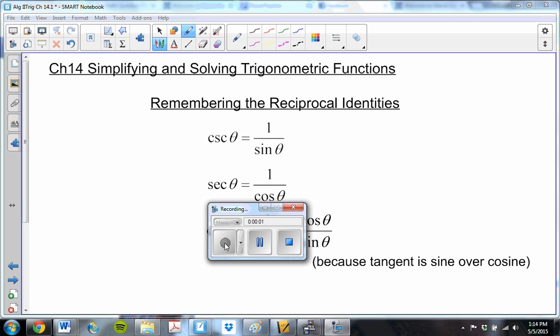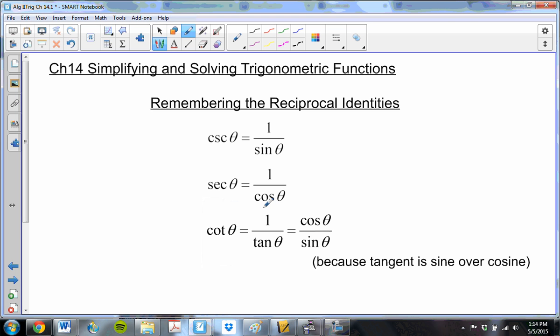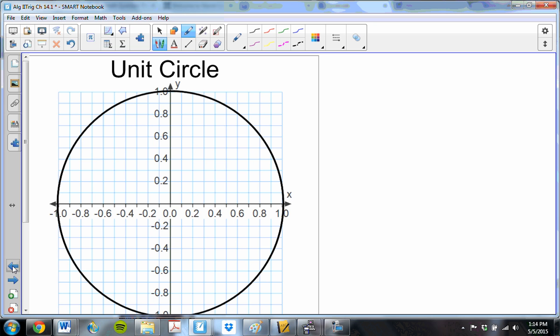Chapter 14, which is trig functions, simplifying and solving them algebraically as opposed to with so many pictures of triangles and circles.